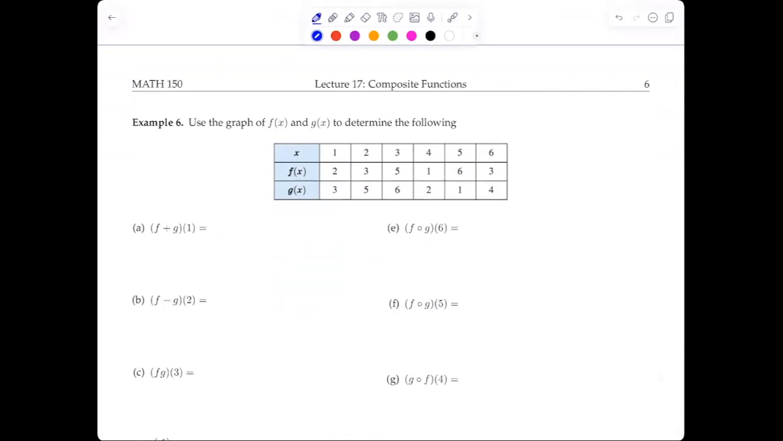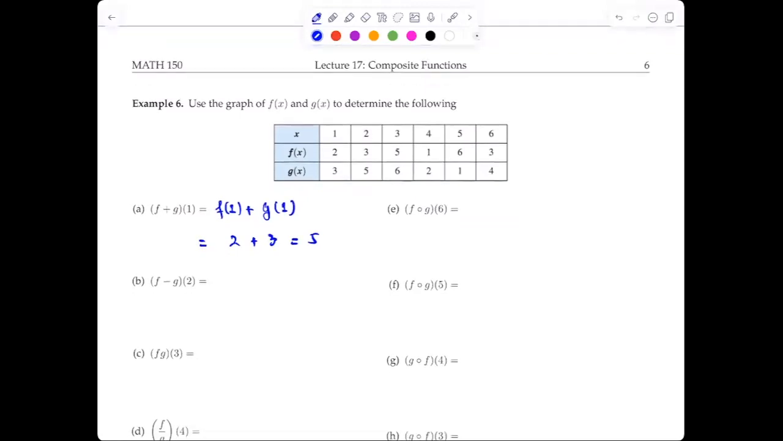Now you do f plus g of 1. So give me f of 1 plus g of 1. So f of 1 is 2 plus g of 1 is 3. So this is equal to 5. Stop me if you have any questions. Okay.